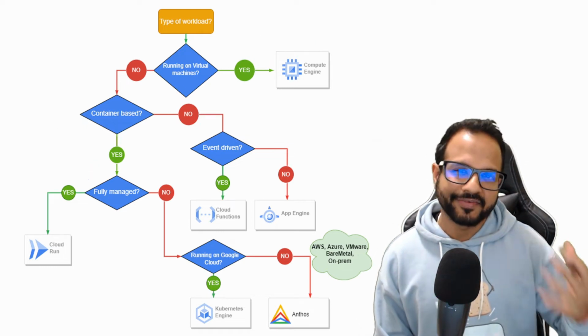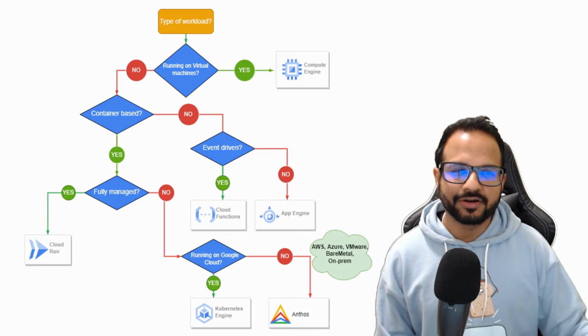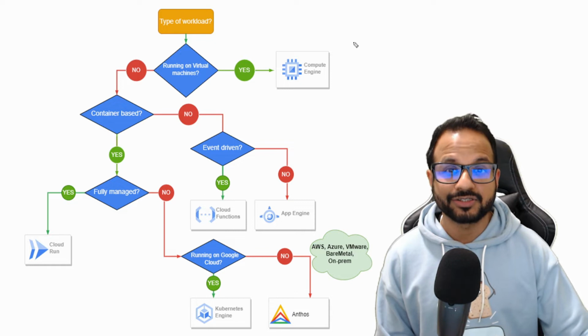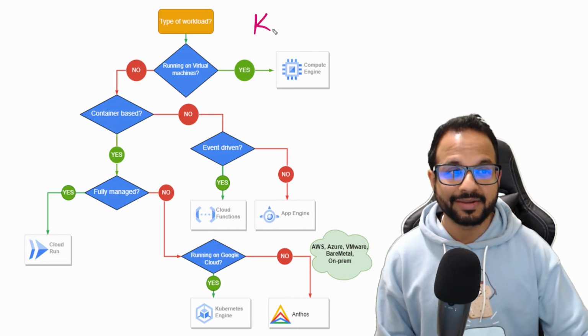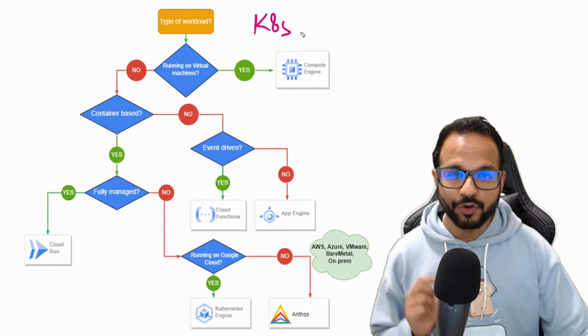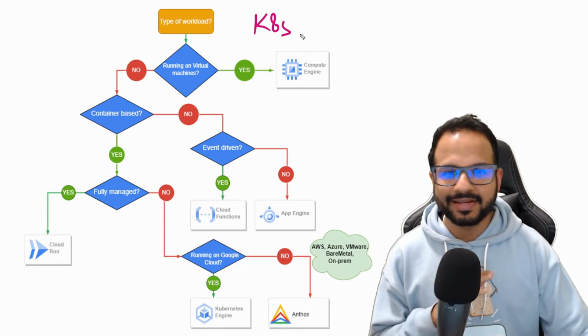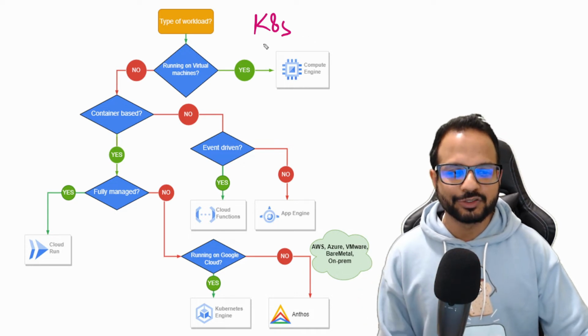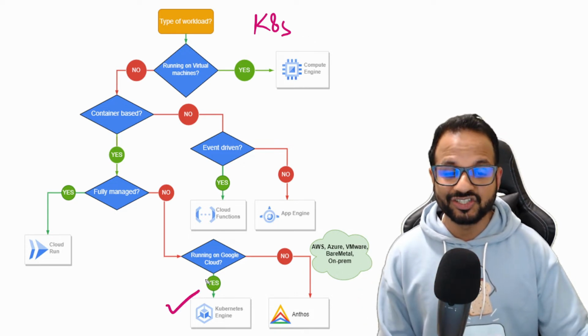Now let's take another example. Let's say your requirement is to move your on-prem Kubernetes cluster. You have an on-prem K8s and then you have to move it to Google Cloud. And again, you would want to do lift and shift without making any code changes, without doing any refactoring, right? So in that case, you would be using something called GKE. So GKE would be running on Google Cloud.